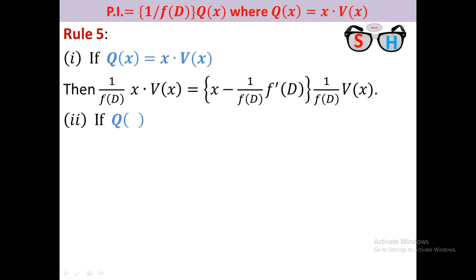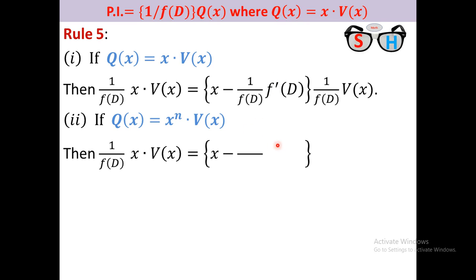If Q(x) equals x to the power n into V(x), then the result will be the same, just after the second bracket there will be a power n. How to remember? Simply delete x, therefore 1 by f(D) of V(x), and due to deleting of x you have to take another term, this is x minus f'(D) by f(D). Since the power is n, therefore there will be a power n.